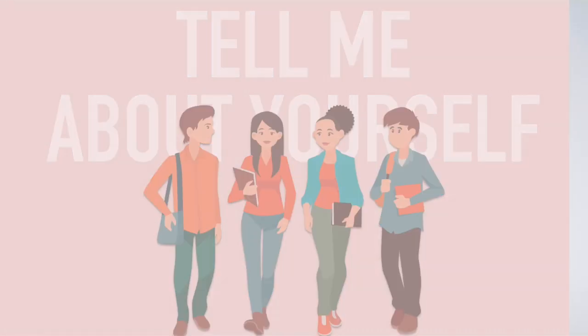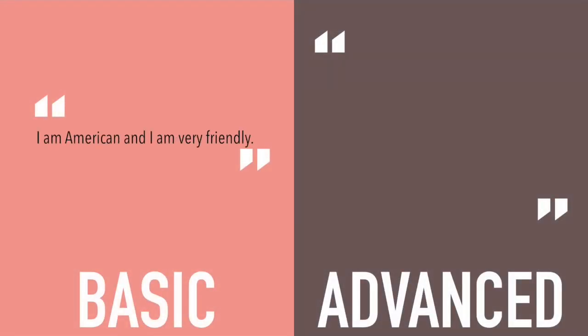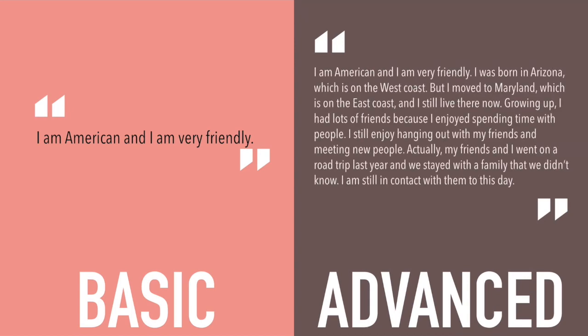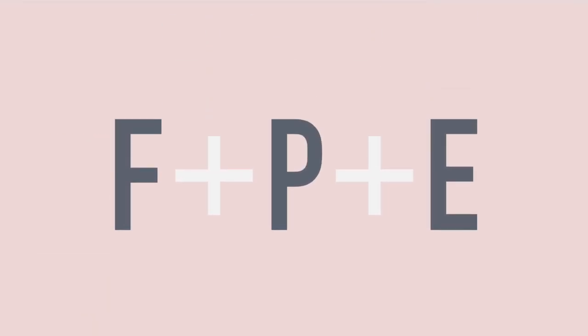Tell me about yourself. Well, the basic response to this is, I am American and I am very friendly. However, the advanced English response is a lot longer. So how did I do this? I used this formula, F plus P plus E. And today I will teach you how to, just like I did.